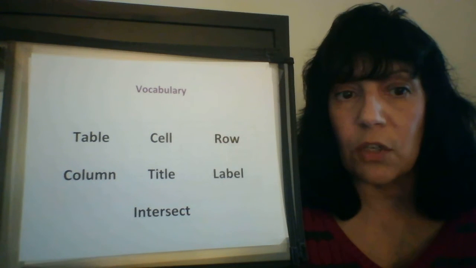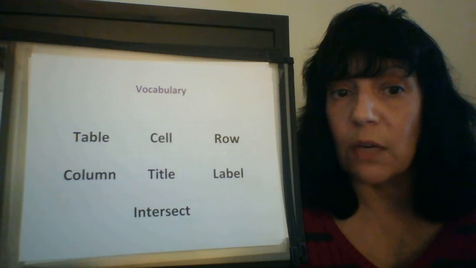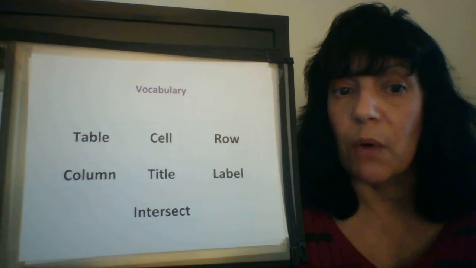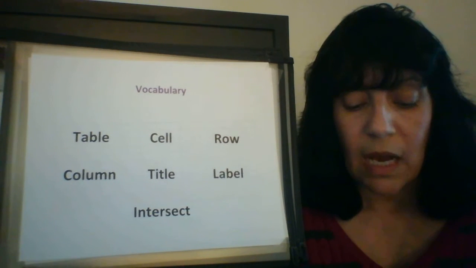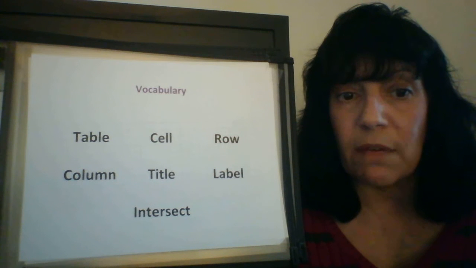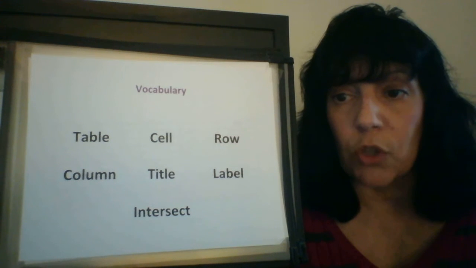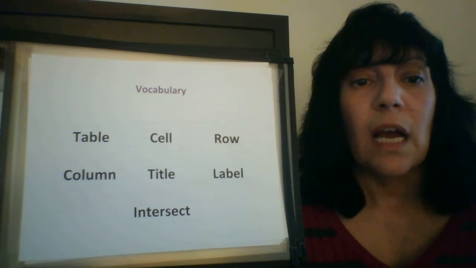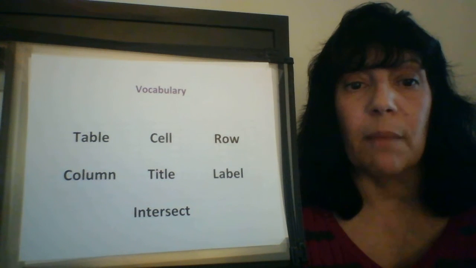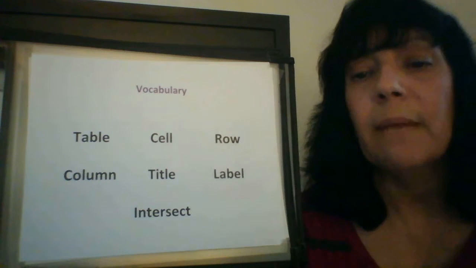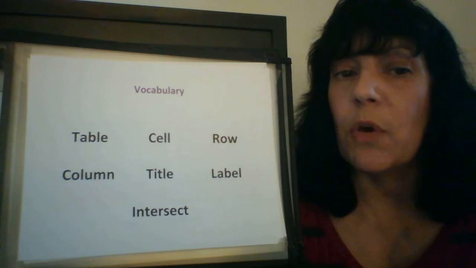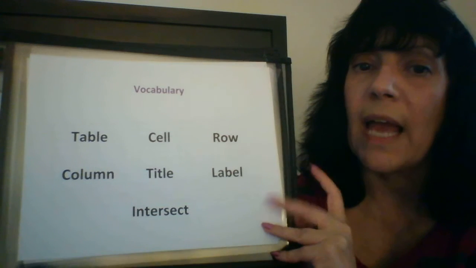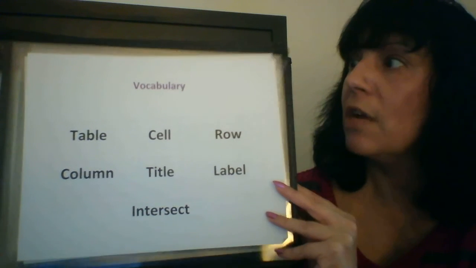A cell is a unit in a statistical array or a table that is formed by the intersection of the row and the column. A label is a descriptive or identifying word or phrase. And a title is a descriptive name for something. Okay? So now that we have the vocabulary down, we're going to use a table to illustrate and look at each of these words.